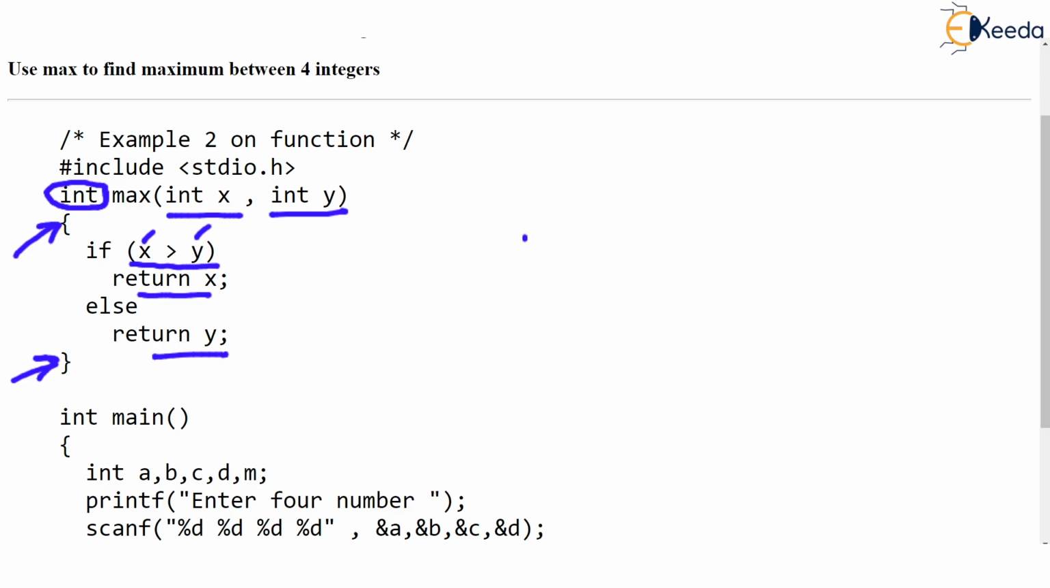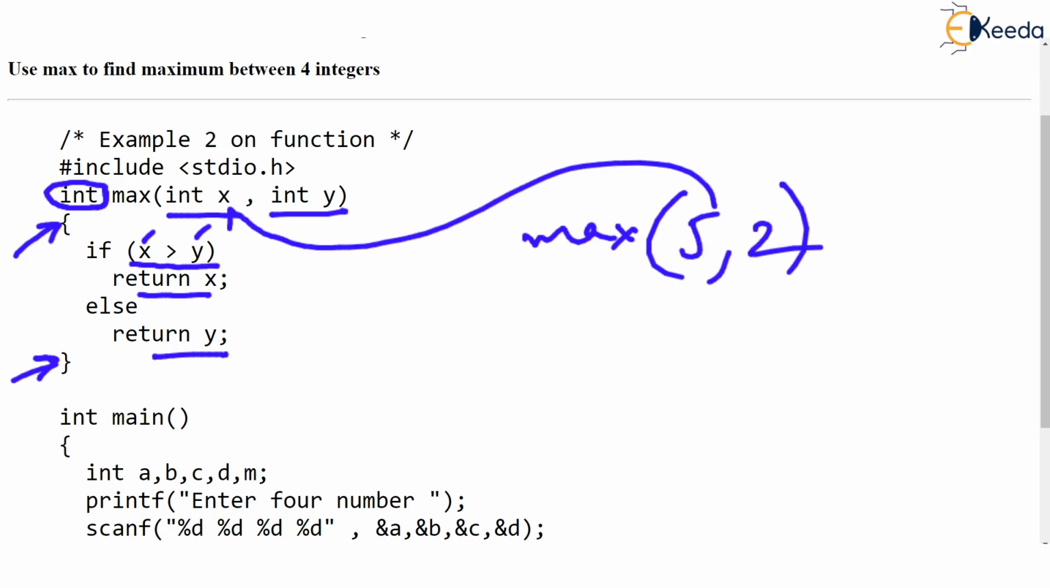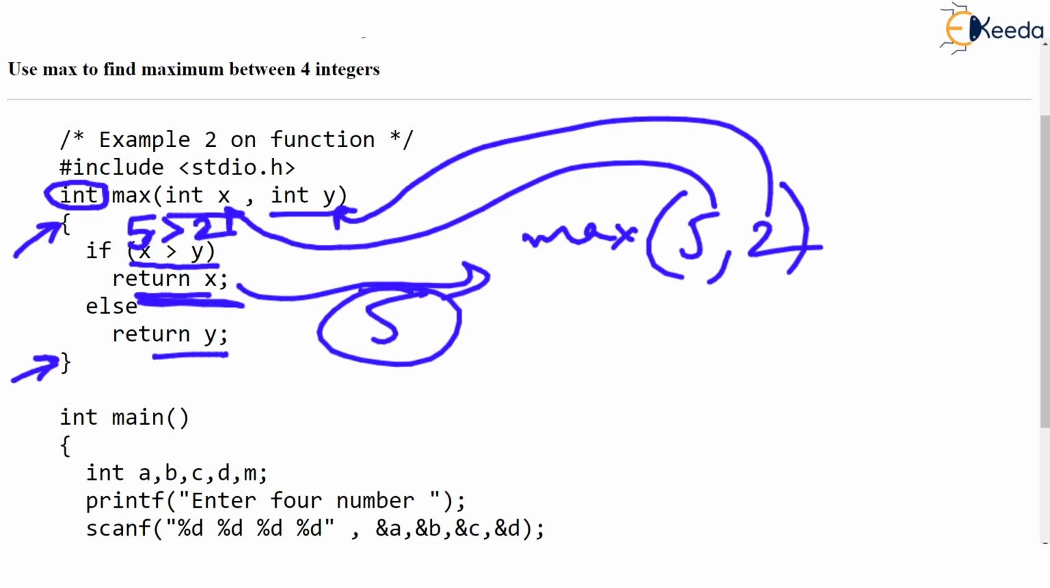Just imagine this max is called from the main as follows, 5 comma 2. Now this 5 will go in x, first parameter, and 2 will go in y, second parameter. Now we are checking is 5 greater than 2, which is true. So the function is going to return back 5. Of course, 5 is larger between 5 and 2. So that's how we have designed the function.